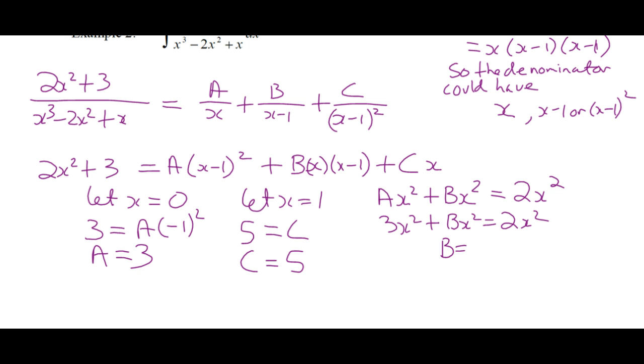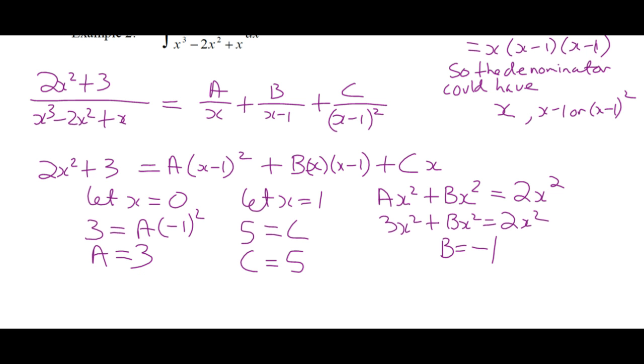Don't divide. 3 plus what is equal to 2? Negative 1. Negative 1, right? So b is equal to negative 1. I'm sorry. Okay. That totally makes up for my mistake.